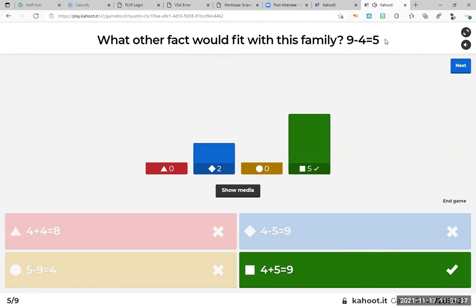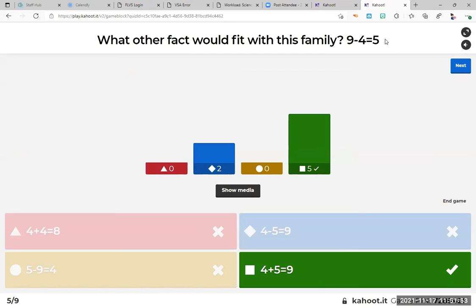Now it has to make sense. Ooh, most of you got that right. I am impressed. You're right. If you chose the green one, you use the same numbers. There are no strangers you let in. That was wonderful. And it makes sense.